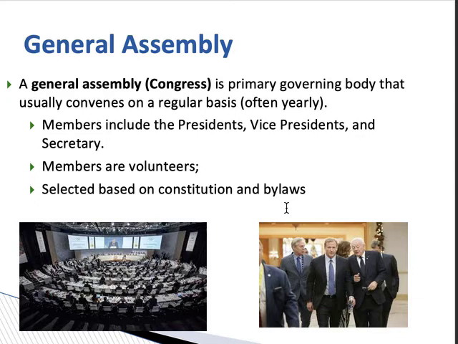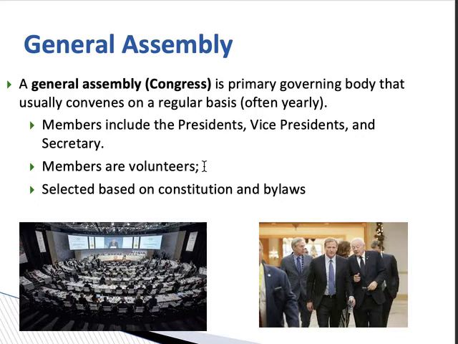So normally you have the members in the governing bodies. We have annual meetings every year, normally once a year. These members include the president, vice president, and secretaries. We meet together to make some very important decisions. All these members are normally volunteers, which means they do not get paid directly by the governing bodies.